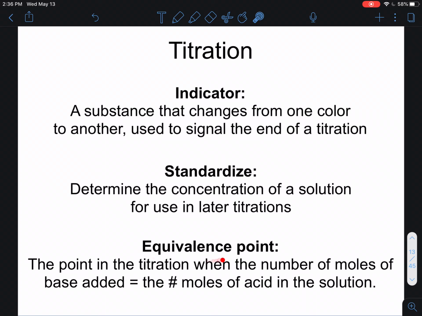And then the other thing is the equivalence point, the point in the titration when the number of moles of base equals the number of moles of acid in solution. This is different from the end point. The end point is where the color indicator changes.